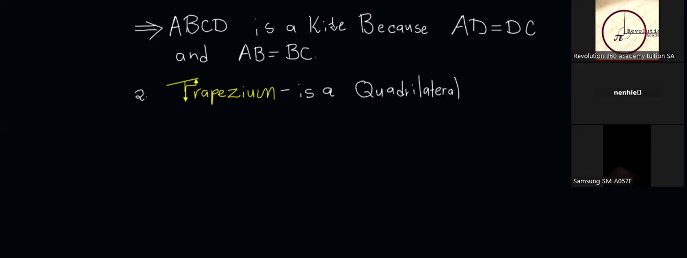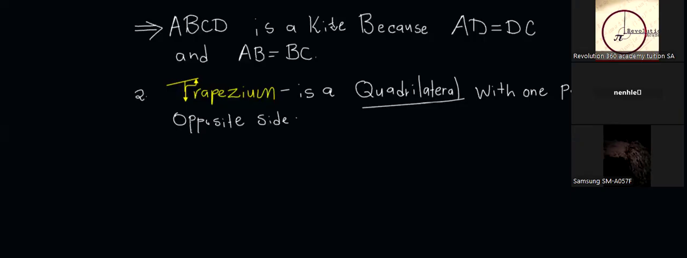With one pair of opposite sides parallel. So if they ask you at school what is a trapezium, you must not be confused. Tell them that a trapezium is a quadrilateral with one pair of opposite sides parallel. So that is a trapezium.